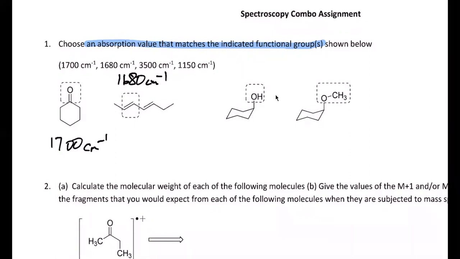All right. What about the 3500? Alcohol. OH straight. Droopy. I've never heard anybody say that, but I'm gonna keep using it. I like it. And then 1150 will be this, right? The CO single bond stretch.